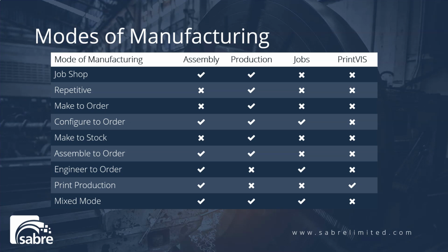So the assembly module is a very light assembly, kitting type of module that's good in some types of manufacturing, but not in all. The production module is more of a traditional manufacturing and can be used in almost any type of manufacturing except probably engineer to order and the print production, which we'll talk about completely separately. The jobs module tends to be more of a project manufacturing engineer to order type module, although sometimes configure to order businesses might use it. And then finally, for print production, Printfizz is very specifically the solution that should be used for that.